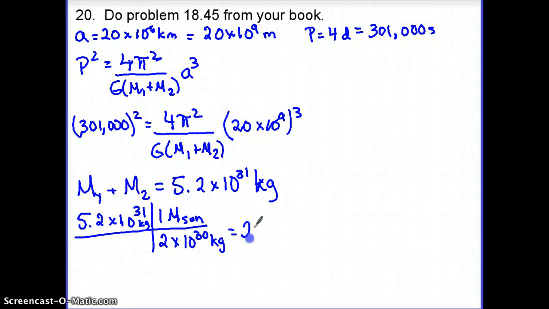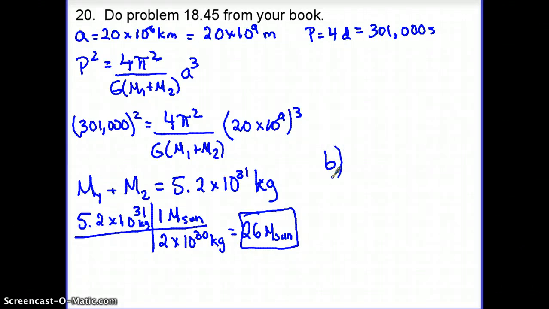So I got about 26 times the mass of the sun. Now that's M1 plus M2. This is our answer to part A. But part B, where we're going to find the mass of the unseen companion and decide if it is a neutron star or a black hole.